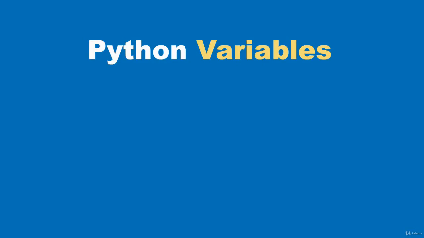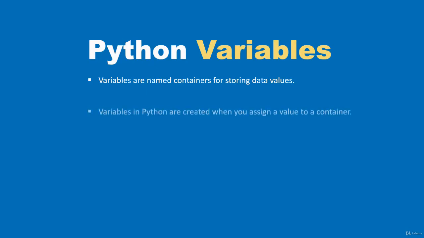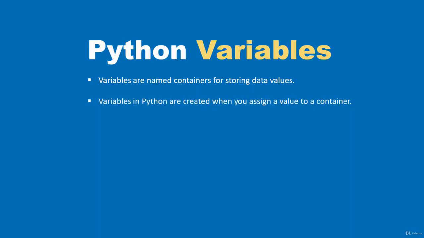What are variables? Variables are named containers for storing data values. Unlike other programming languages, Python does not have a specific command for declaring a variable. In Python, a variable is created the moment you assign a value to a named container. There are a few rules that you need to know before you create variables in Python.